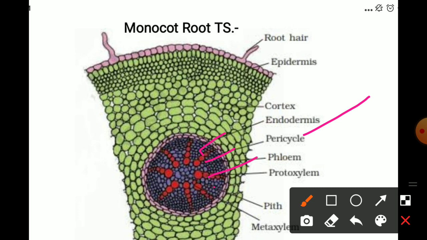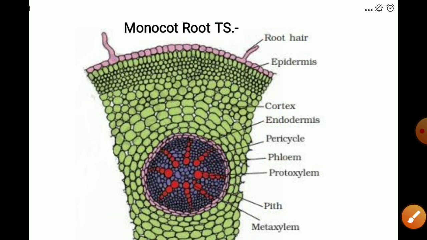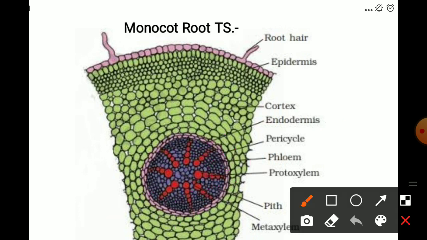This is xylem, this is phloem, this is xylem, there is phloem, this is xylem, this is phloem, this is xylem bundle. So these are the radial vascular bundles, and around them there is a pericycle, a ring around the radial vascular bundles. We call it the pericycle.